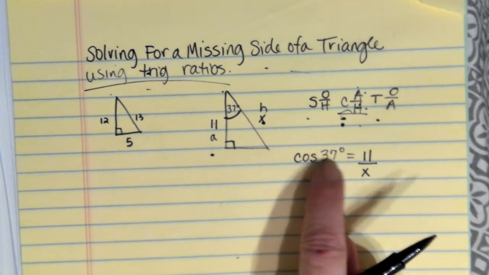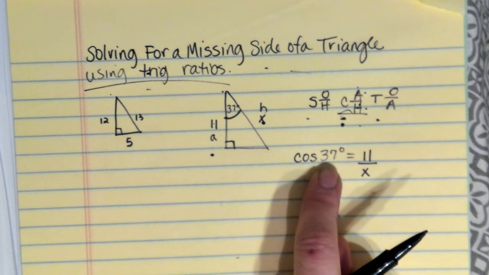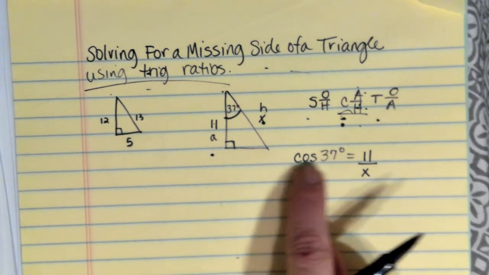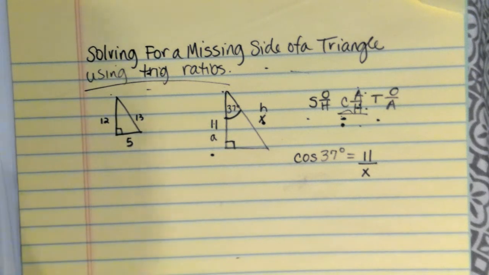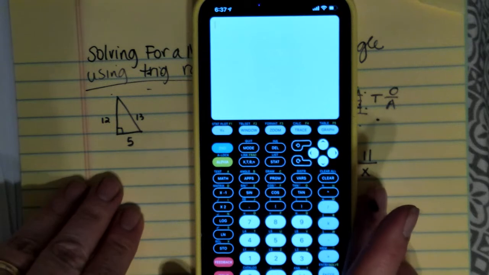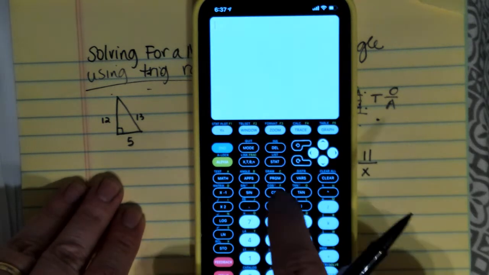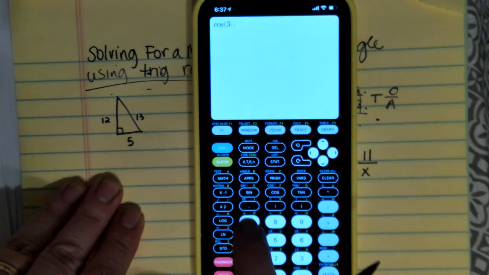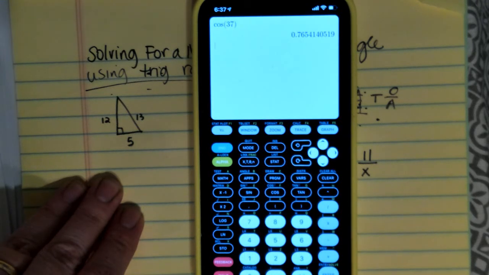Could I type this in and get the big long decimal? Sure I could, but you don't have to. That's just more writing. But this does represent a number, just for those of you who aren't real sure about that. Let me show you what that looks like in the app. So right now I'm opening up that Calculate 84. And this is what it looks like on the screen. Cosine is right here above the parentheses, and I put in 37, and I'm going to press enter.